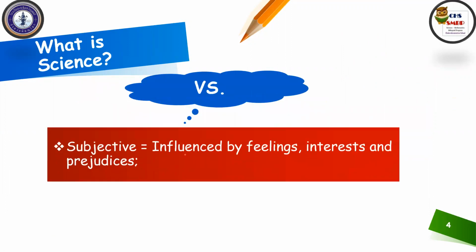On the other hand, scientists must not be subjective. So what is subjectivity? Subjectivity means influenced by feelings, interests, and prejudices. And this kind of quality will bring biased results.